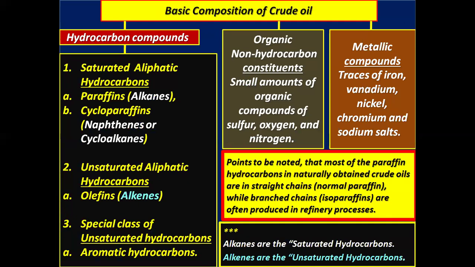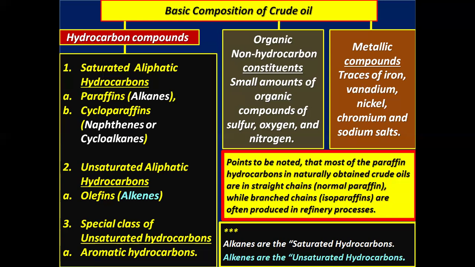Basic composition of crude oil. Hydrocarbon compounds, that is saturated aliphatic hydrocarbons, number one. Saturated aliphatic hydrocarbons are of two types. One is paraffins, that is alkanes, and cycloparaffins, that is naphthenes or cycloalkanes. Number two, unsaturated aliphatic hydrocarbons, that is olefins, which are called alkenes. Number three, a special class of unsaturated hydrocarbons, which is aromatic hydrocarbons.